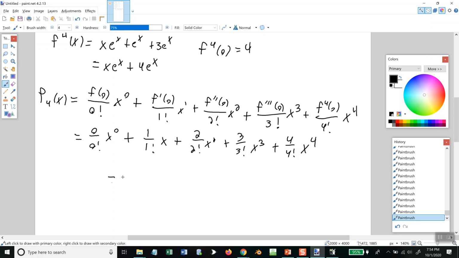First part drops away. 1 factorial is 1. 1 over 1 is 1 times x is x. 2 factorial is 1 times 2, which is 2. 2 divided by 2 is 1. That's x squared. 3 factorial is 1 times 2 times 3. Basically, the 3 cancels with that, and I'm left with 1/2 x to the third. 4 factorial is 1 times 2 times 3 times 4. The 4's cancel, and I'm left with a 6 on the bottom. So it gives me plus 1/6 x to the fourth.